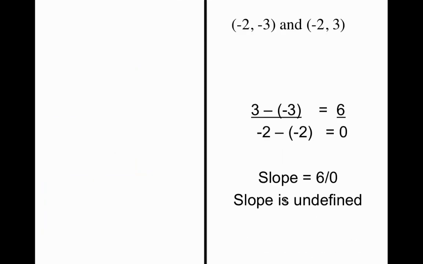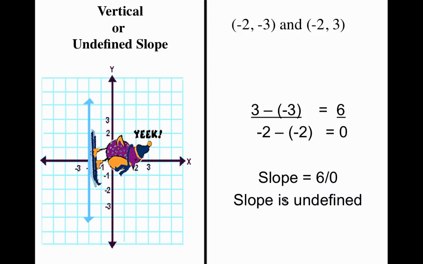The next one, -2 and -3 and -2 and +3. When I take the difference between the y's, I get 6, but the difference between the two x values gives me 0. If I have a 0 in the denominator, the slope is undefined. This is when I have a vertical or an undefined slope.